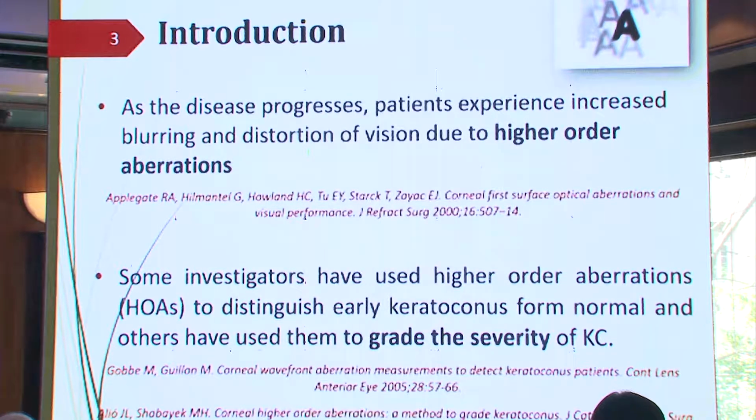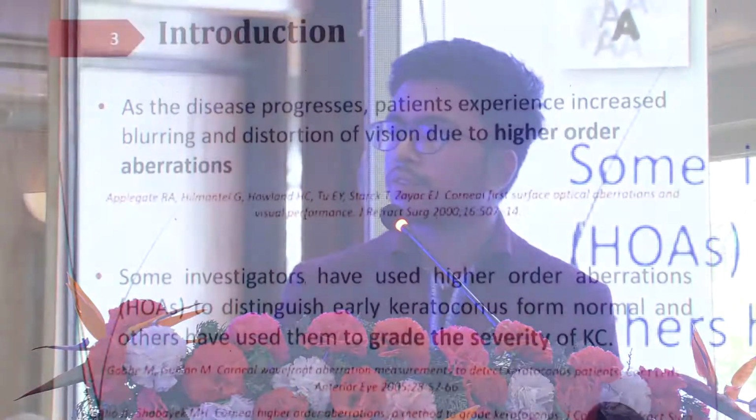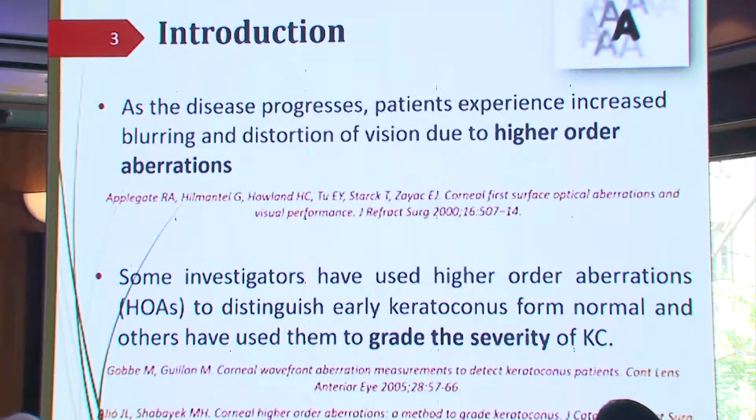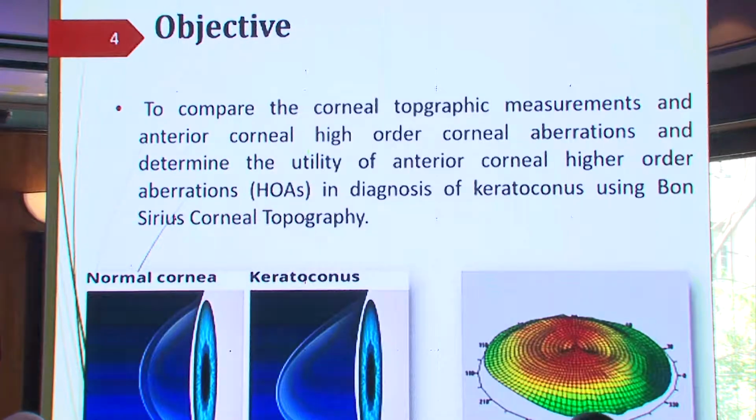Continuing with the introduction, as the disease progresses, patients experience increased blurring and distortion of vision due to high order aberration. Here in the picture, we can see the retinal image simulation of keratoconus patients due to high order aberration, where we can see ghosting of the image as well. Some investigators have used high order aberrations to distinguish early keratoconus from normal, and others have used them to grade the severity of keratoconus.